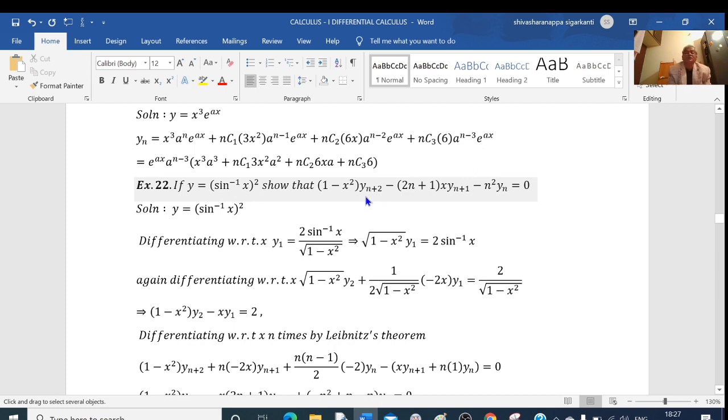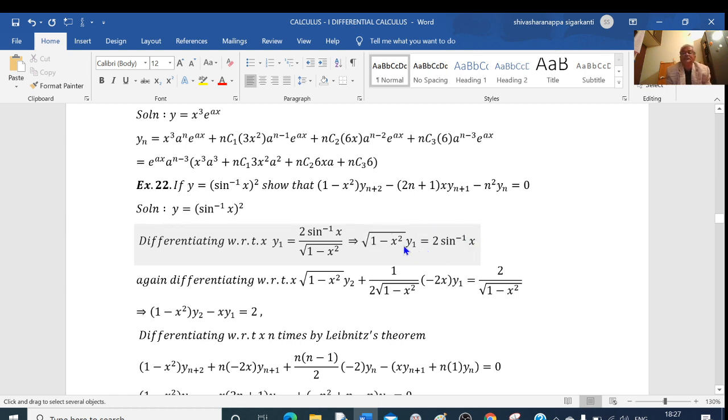Then we get y_(n+2). So differentiating this with respect to x, I am getting y1. The derivative is y1 equals 2 into sin inverse x into the derivative of sin inverse x, which is 1 by root of 1 minus x square. If I take the cross multiplication, I am getting root of 1 minus x square into y1 is equal to 2 into sin inverse x.